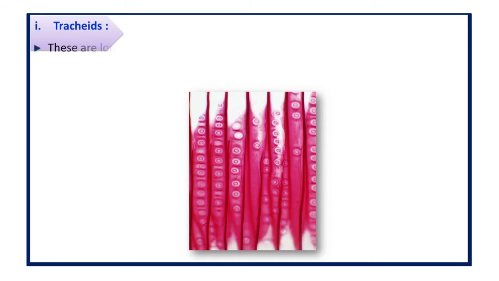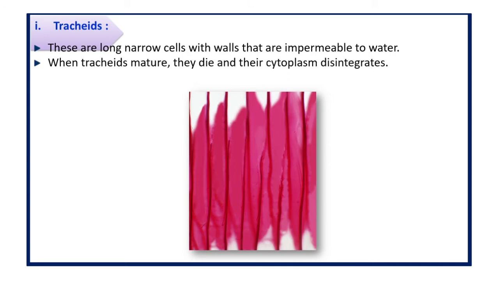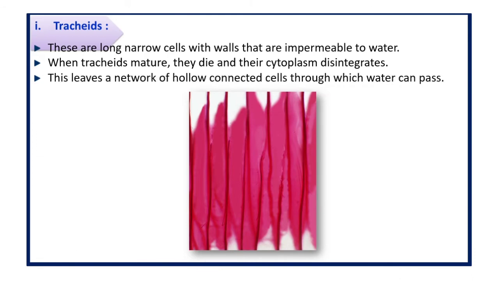Tracheids are long narrow cells whose walls are impermeable to water. Now when these tracheids mature, they die and their cytoplasm disintegrates, it breaks down. Because of the cytoplasm breaking down, it leaves a network of hollow connected tubes or cells through which the water can later on easily pass.